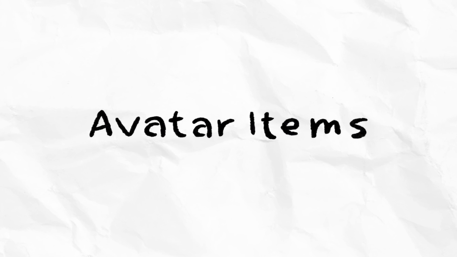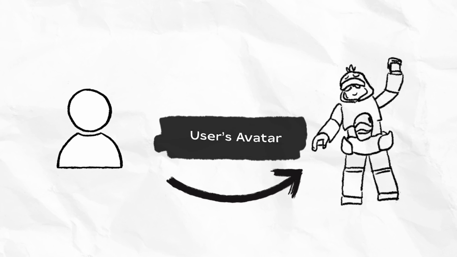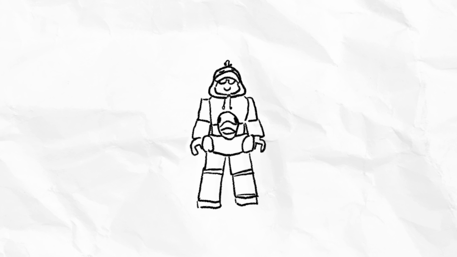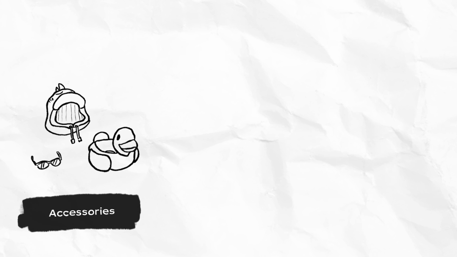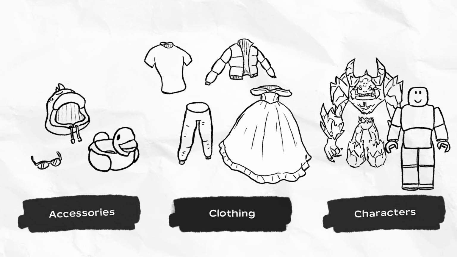In this video, we're going to talk about everything you need to know to get started creating and selling avatar items. In Roblox, every user is represented by a character called an avatar. Right now, you can customize the appearance of your avatar by mixing and matching the following types of items found on the Roblox marketplace: accessories, clothing, and character bodies.